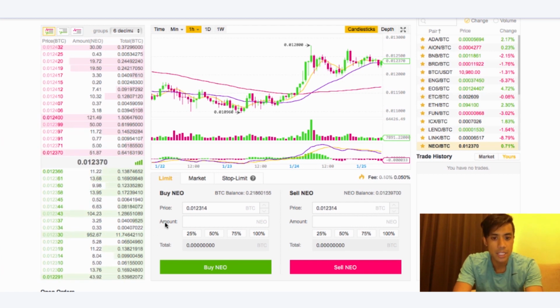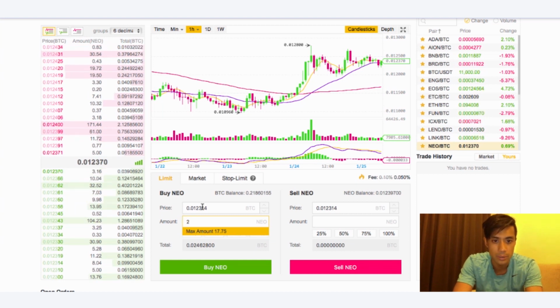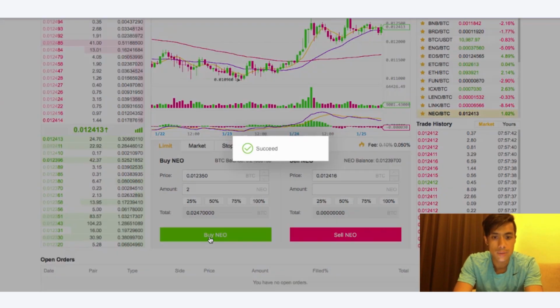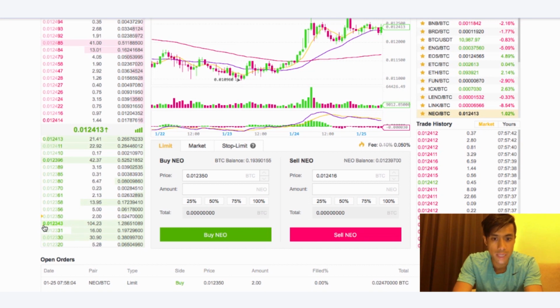So to put this into action, I'll place a limit buy order for 2 NEO at the price of 0.01235 Bitcoin. You'll see here underneath the total that it'll cost me 0.0247 Bitcoin altogether. Once I click buy NEO, you'll see that it shows up on the left and gets added to the cumulative amount of buy orders that me and other people are willing to buy it for at that price. This order stays open on the market until it's matched with someone willing to sell their NEO at that price, at which point your order has been filled.